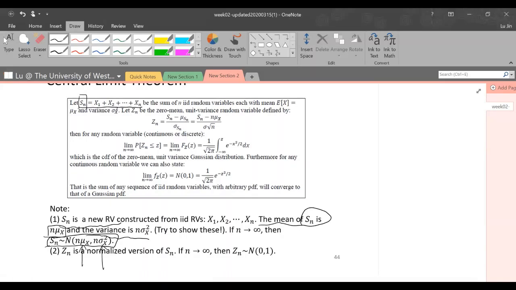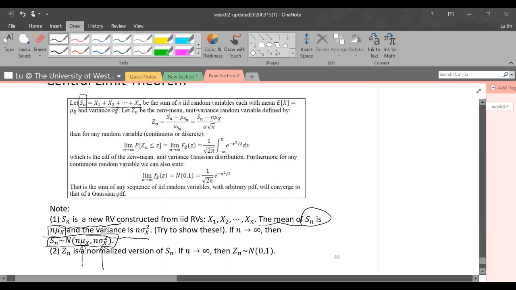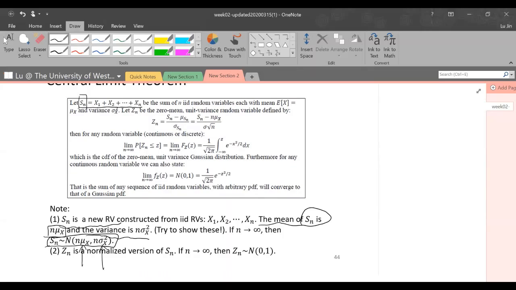I repeat again. You have a collection of IID random variables, x1 up to xn. In total, you have n random variables in this collection, and we are adding these n random variables together to produce the Sn random variable. If the number n of the x random variables, the IID random variables, is big enough, then this newly produced Sn random variable must follow the normal distribution, and the mean value of this Sn is n mu x, and its variance is n sigma x squared. Get that? And there's one more thing we can do.